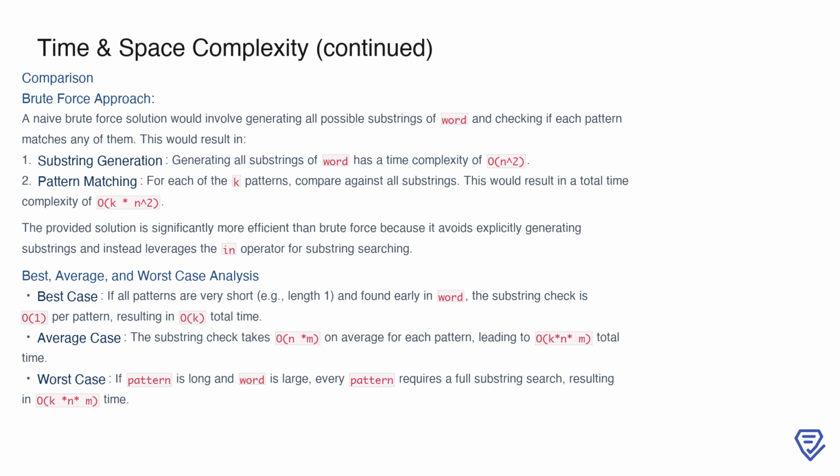When analyzing the best, average, and worst cases, we see that in the best case, if patterns are very short and found early in word, the substring check takes constant time, resulting in a total complexity of O(k). On average, the substring check has a time complexity of O(n*m) per pattern, leading to a total of O(k*n*m). In the worst case, when patterns are long and word is large, each pattern requires a full substring search, which again results in O(k*n*m) time.